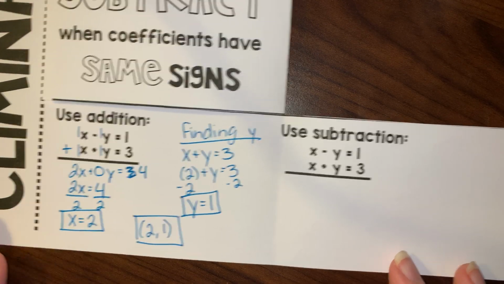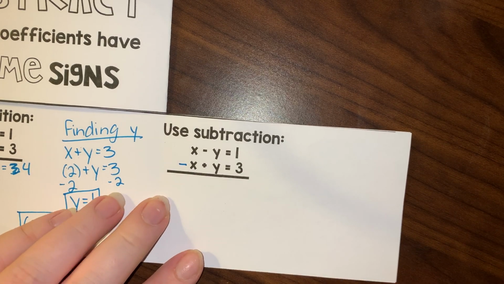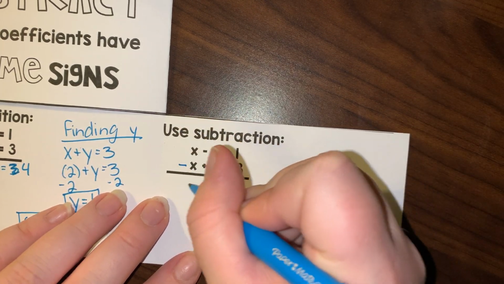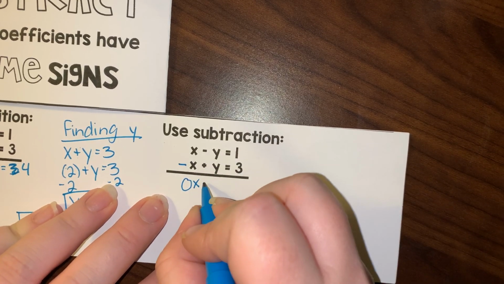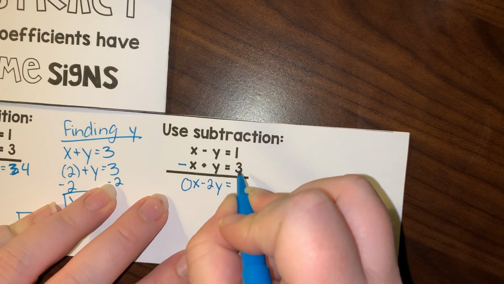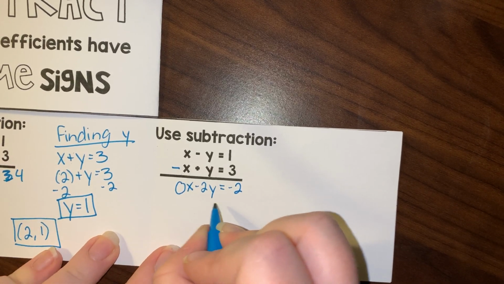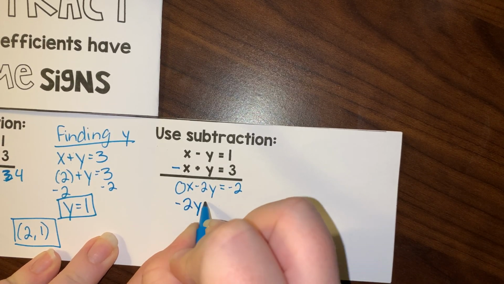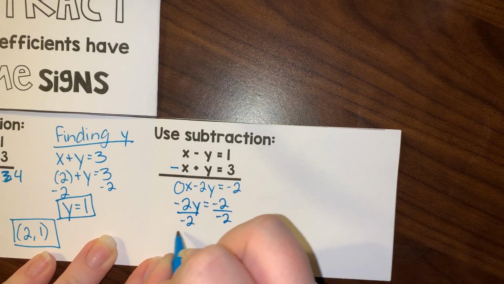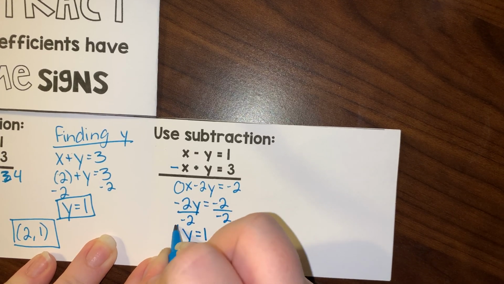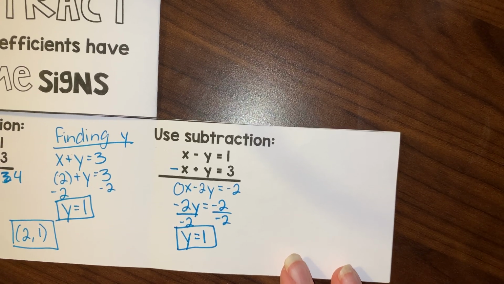Easy as that. Okay, using the same exact equations over here, I can also solve by subtracting. So 1x minus 1x is 0x. Negative 1y minus positive 1y is actually negative 2y. And then 1 minus 3 is negative 2. So I essentially have negative 2y equals negative 2. I can divide by negative 2 to get y by itself. So y equals 1, which makes sense because I got y equals 1 over here, and they're exactly the same equations.